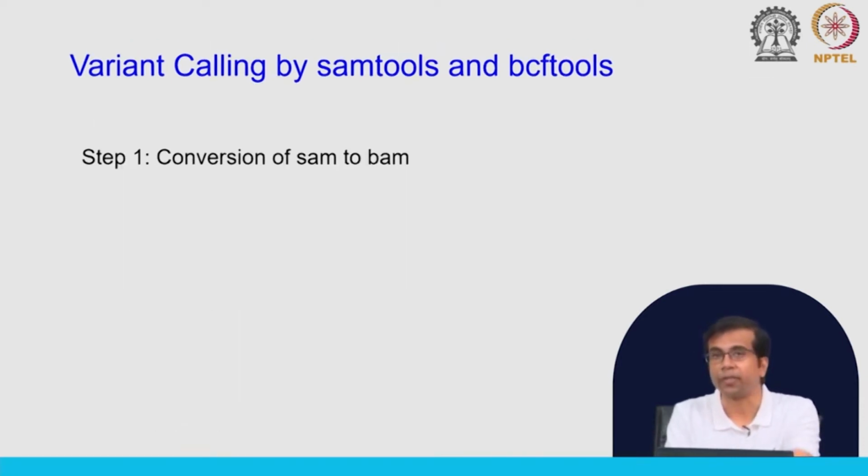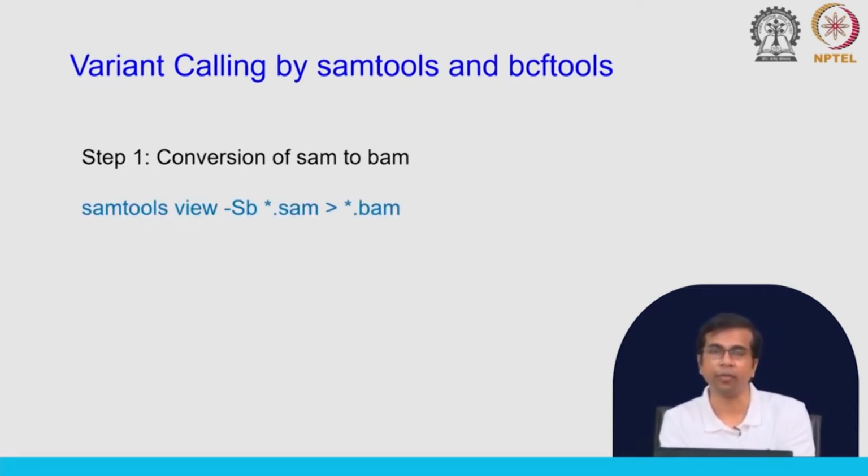Okay. So, conversion of SAM to BAM actually uses this kind of command. So, it uses this command, SAM tools view minus SP. Again these options, if you go to the manual, you can see what they are doing, and then this is the notation. You give the SAM file name, greater than sign, and the output BAM file name. Okay. What the output BAM file should be. Okay. This is the first step.